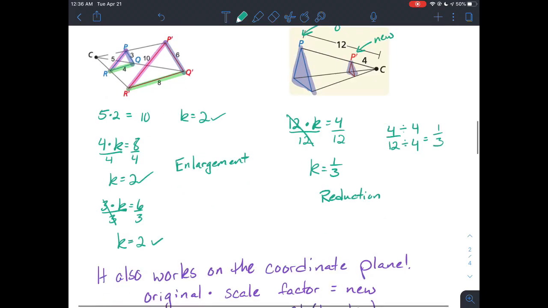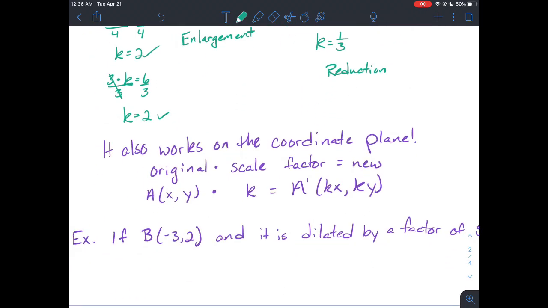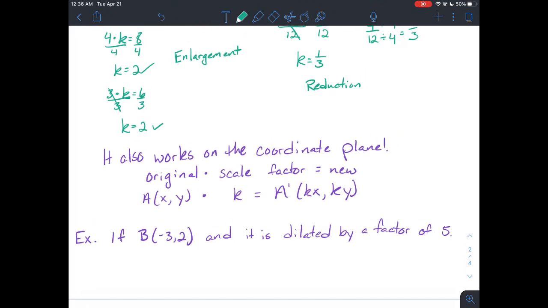Okay? This rule works in the coordinate plane too. Original times scale factor equals new. So if the original point, let's call it A, is at (x, y), we're going to multiply those coordinates by the scale factor k, and A prime is going to be at x times the scale factor and y times the scale factor. So for example, let's say that we're looking at point B at (-3, 2), and it's dilated by a scale factor of 5. Original B is at (-3, 2), times our scale factor of 5. That's going to give me B prime at, well, -3 times 5 is -15, and 2 times 5 is 10. So B prime would be at (-15, 10).